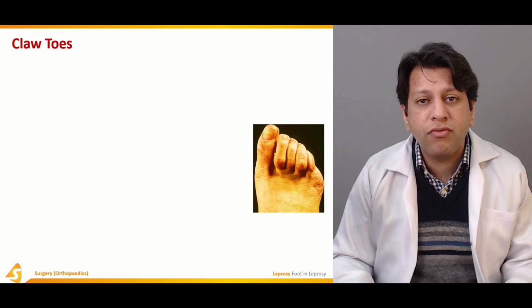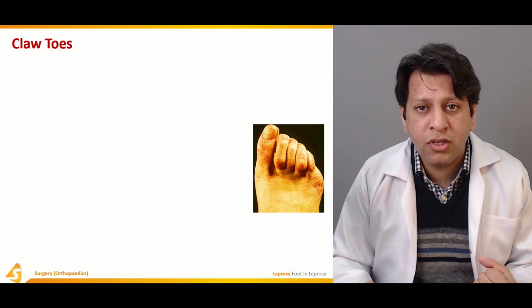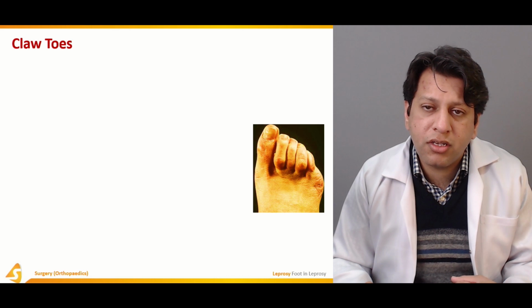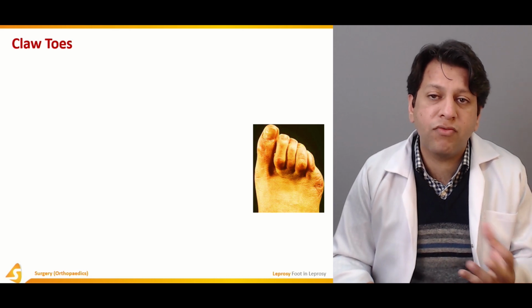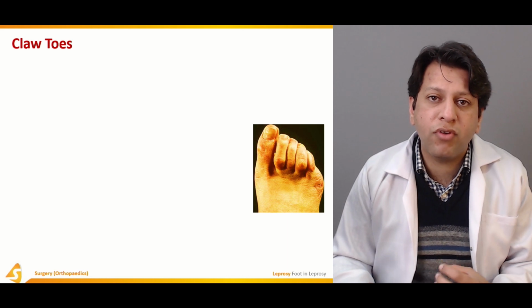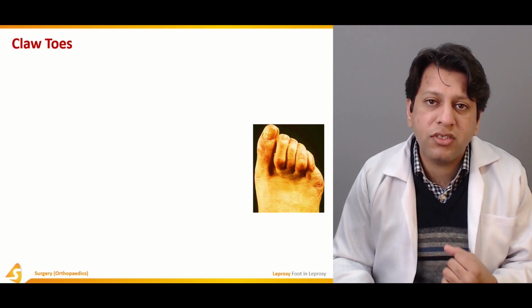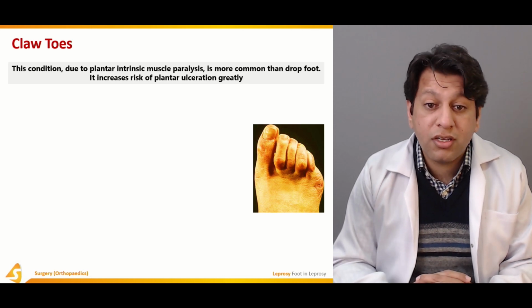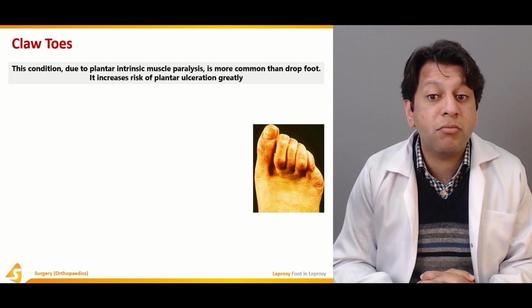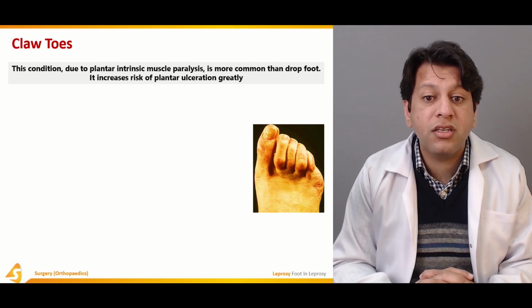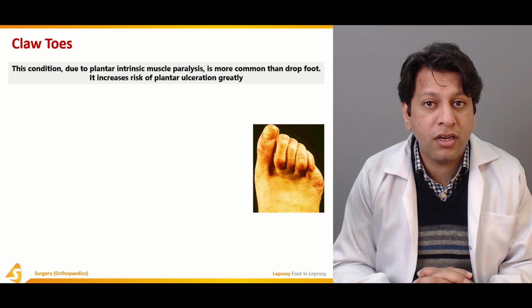Now coming to another deformity, which is called claw toes. As the neuropathy sometimes involves the intrinsic muscles of the foot as well, this results in a specific kind of deformity due to contracture of these intrinsic muscles of the foot, leading to claw toes. This condition is due to plantar intrinsic muscle paralysis and is more common than drop foot. It increases the risk of plantar ulceration greatly.